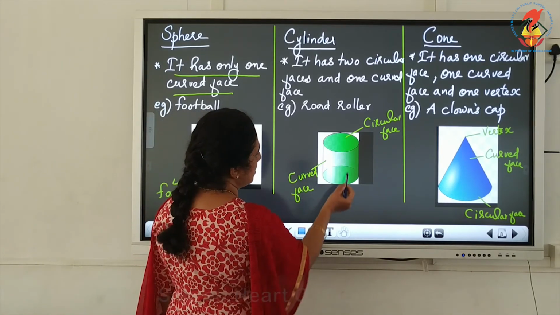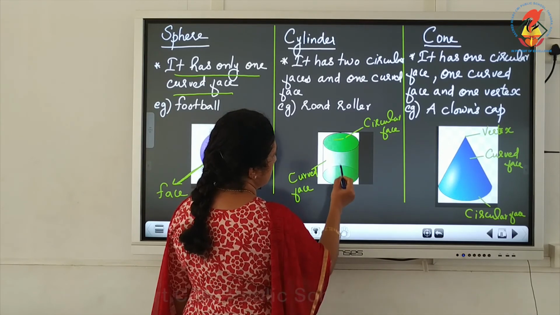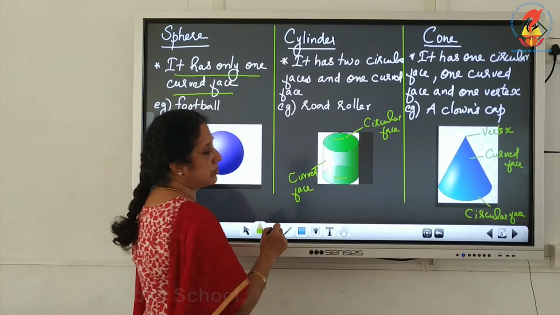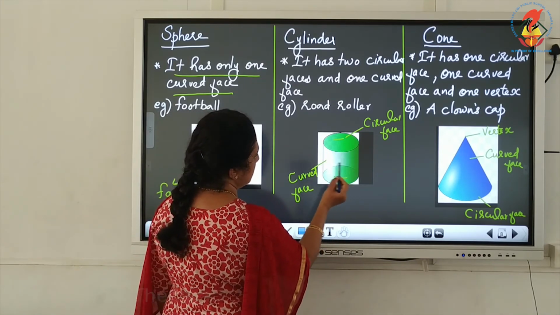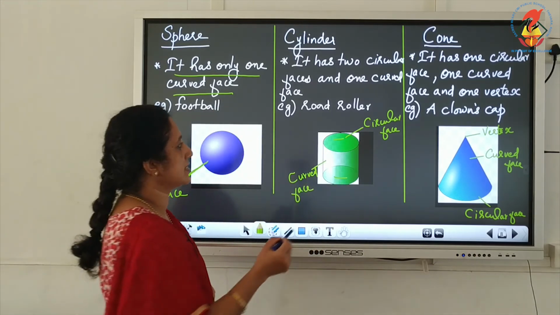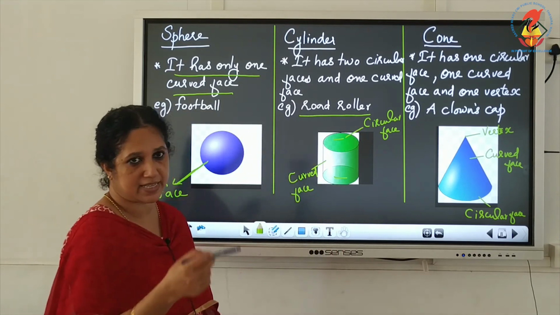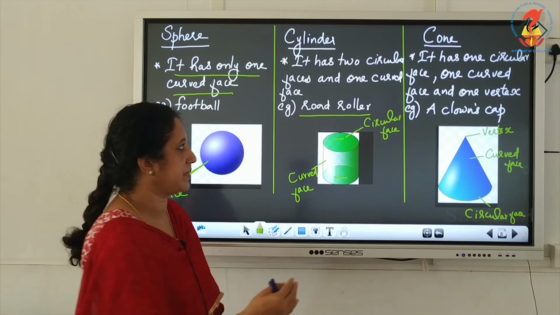Now next one, cylinder. It has 2 circular faces. Look at that. This is one circular face, and this is the second circular face. Therefore we can say there are 2 circular faces and one curved face, because the side face is curved. For example, a road roller is in the shape of a cylinder. So it has 2 circular faces and one curved face.